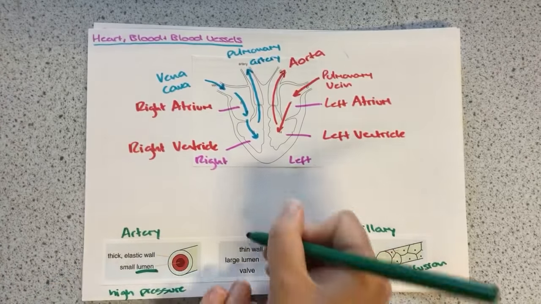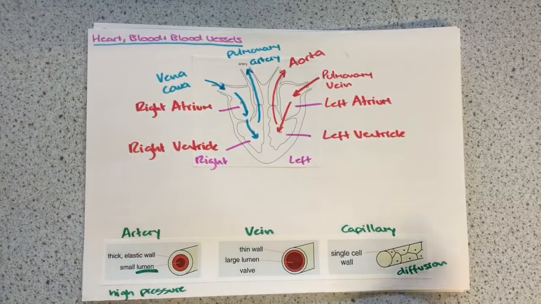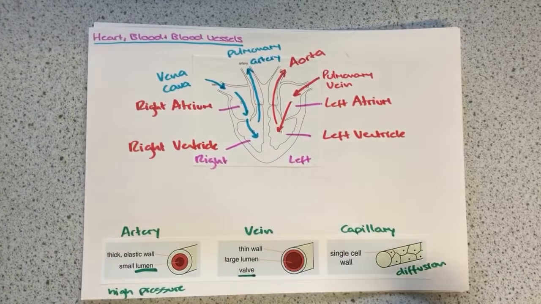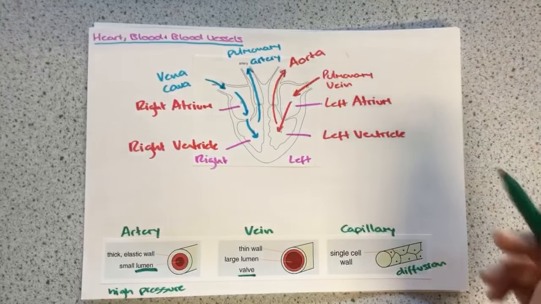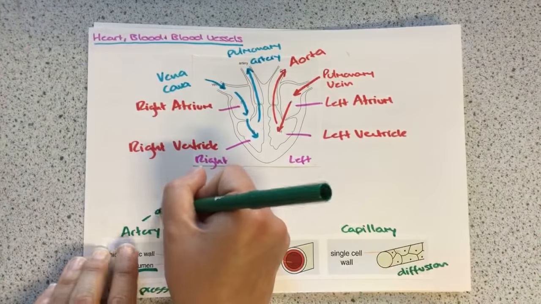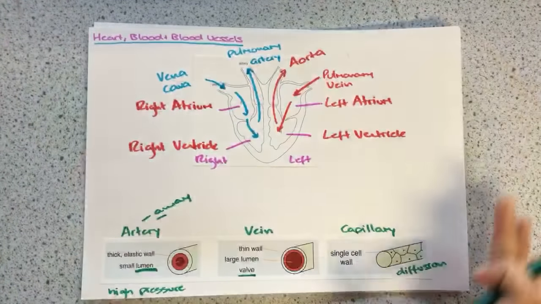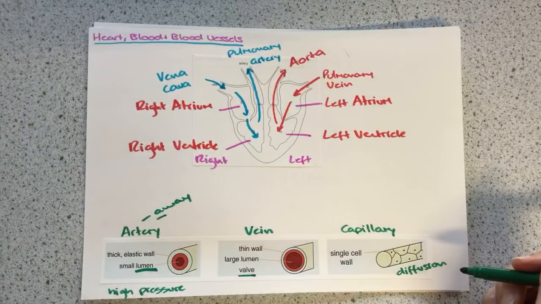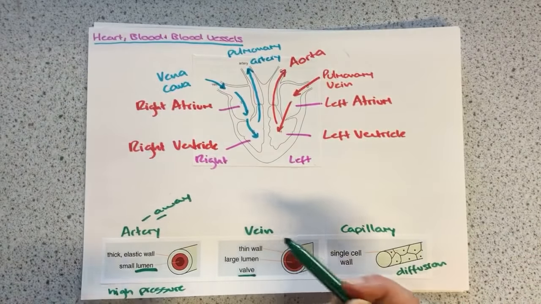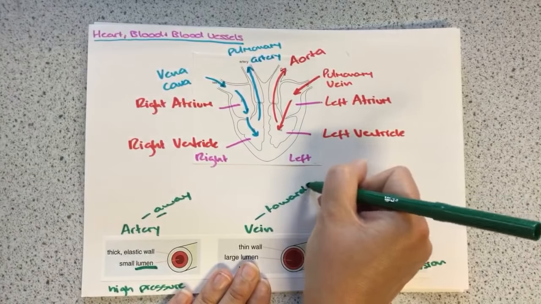And finally, the other one then is veins. A vein has a thinner wall, a larger lumen, and they have valves. So when the blood leaves the heart, it goes through an artery because arteries go away from the heart. Think of the A. It goes through the arteries to the body cells in capillaries, then the blood enters the heart or goes towards the heart through a vein.